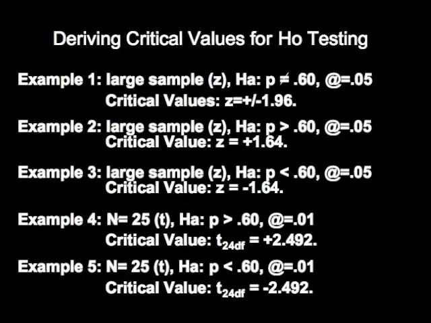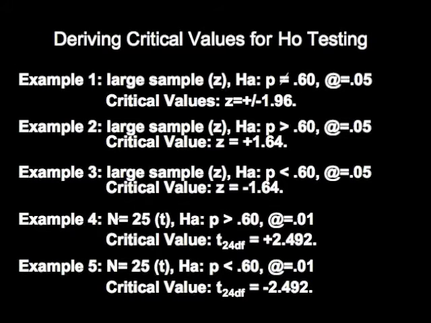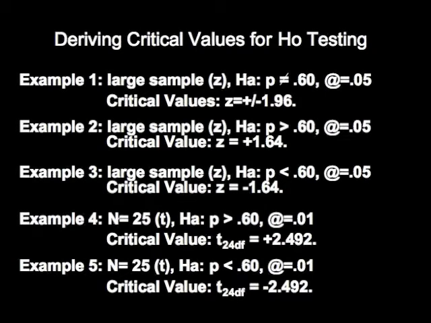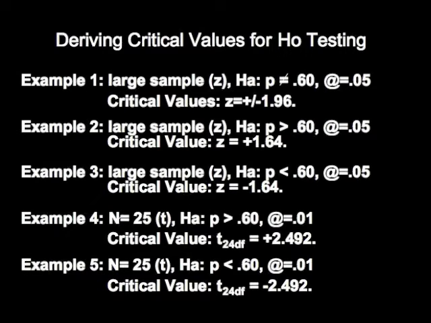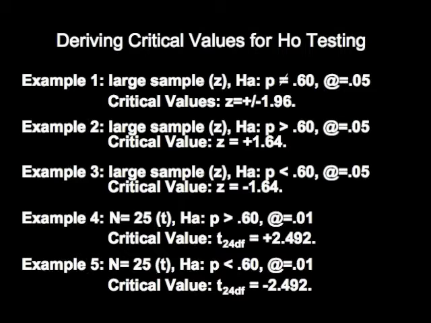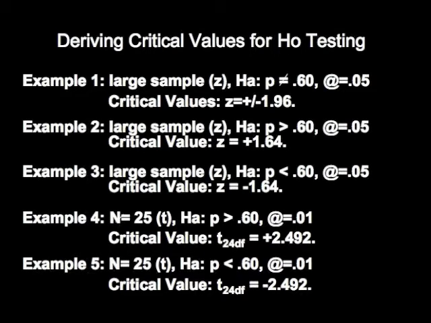Critical values are those values which are going to lead you to reject a null hypothesis in favor of the alternative hypothesis. And when considering critical values, there's three things that you need to look at. First of all, you need to look at whether or not you're dealing with large or small samples. You need to look at whether or not you're dealing with a directional or non-directional alternative. And you have to consider what the alpha level is for the test.